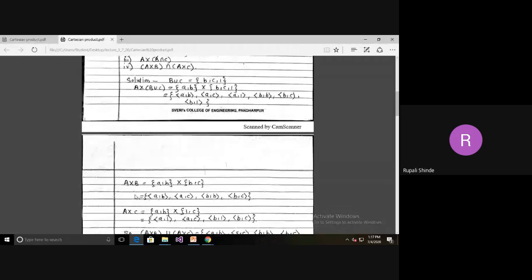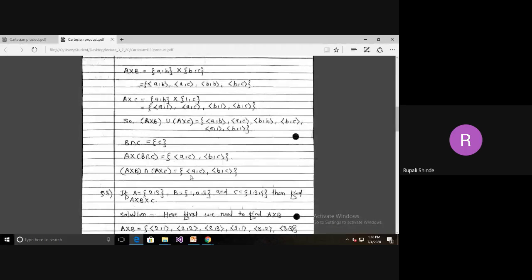Now, here we have to find out the value of A Cartesian product B and A Cartesian product C. Now, we have to check whether there is anything common between these two Cartesian products. Check whether any ordered pair is common between them. A comma C and B comma C. Yes, A comma C and B comma C, correct. So, this is the final answer for this intersection.